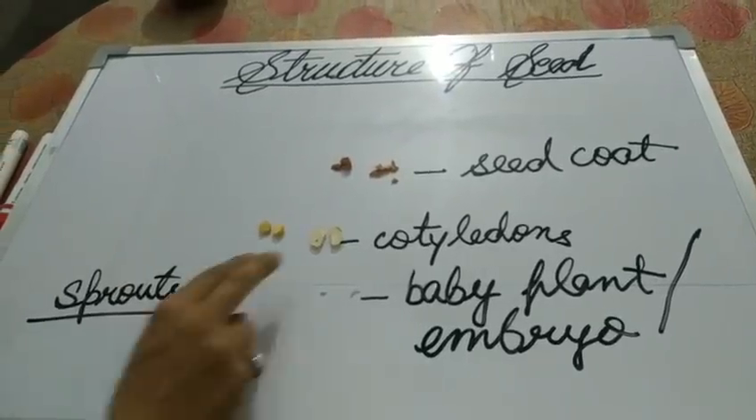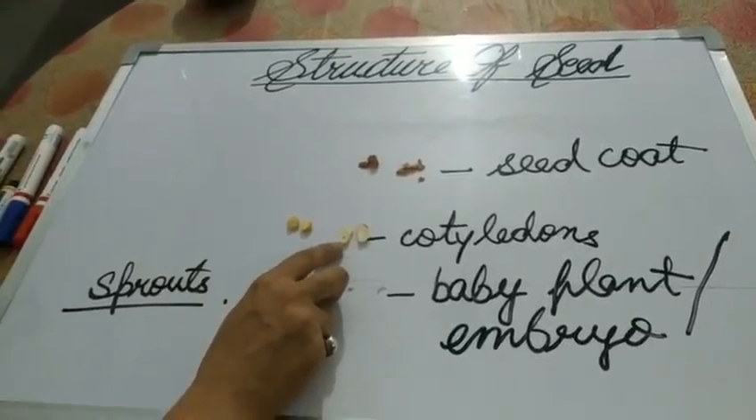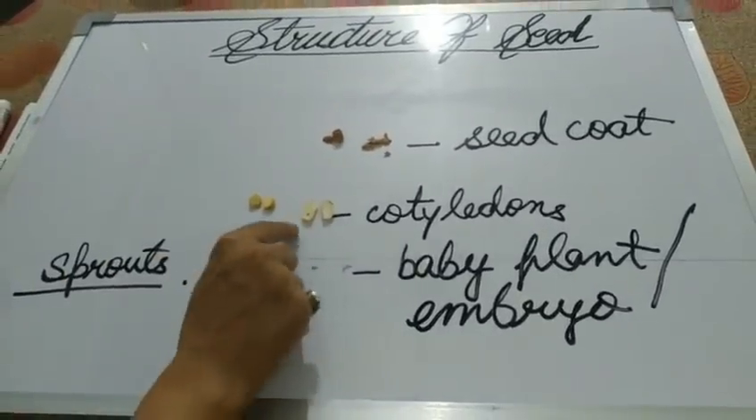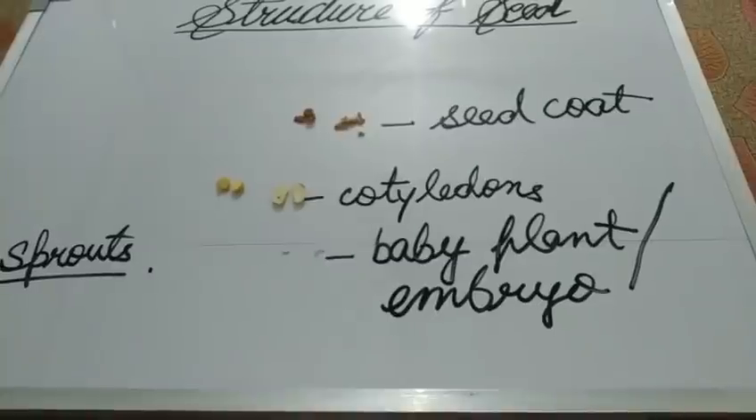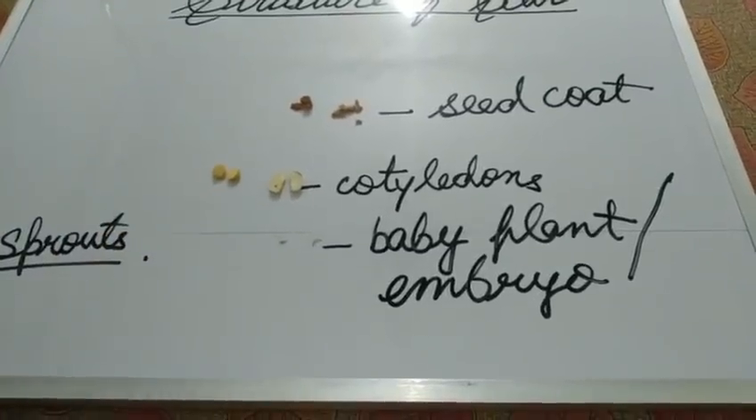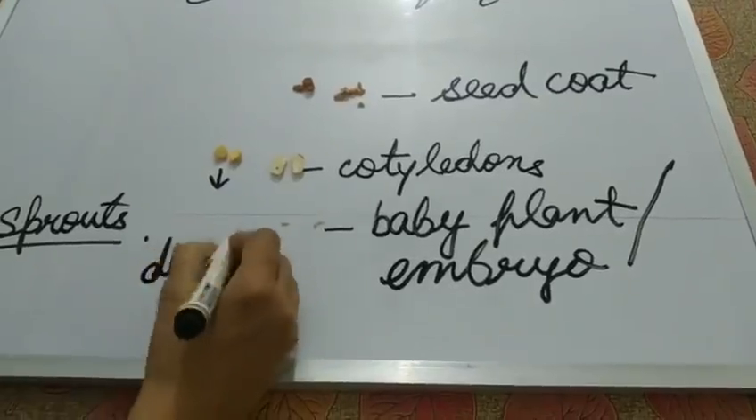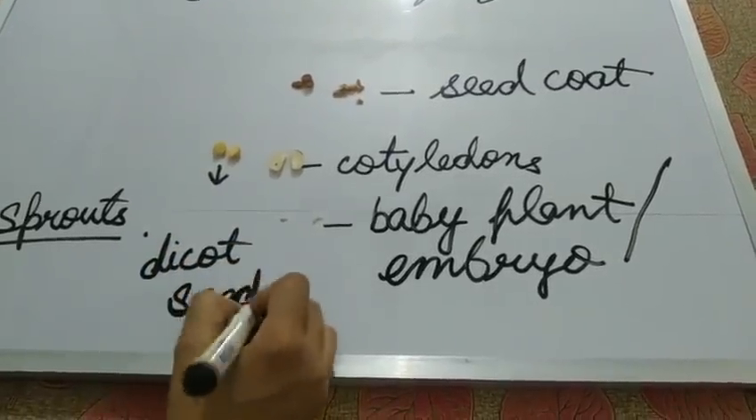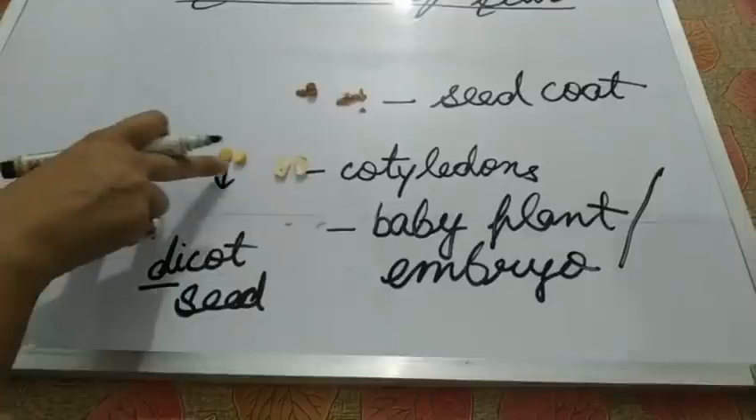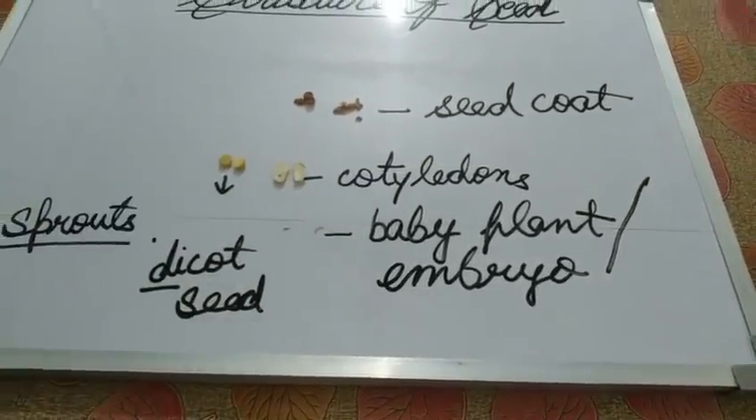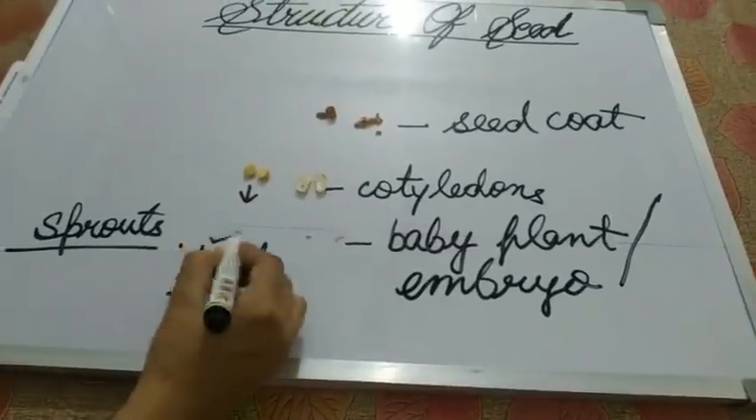Now see, when I separated these seeds, I could get two cotyledons. So this is also called a dicot seed. Di means two. Since it has two cotyledons, these two seeds, gram and kidney beans, have two cotyledons, so they are called dicot seeds.